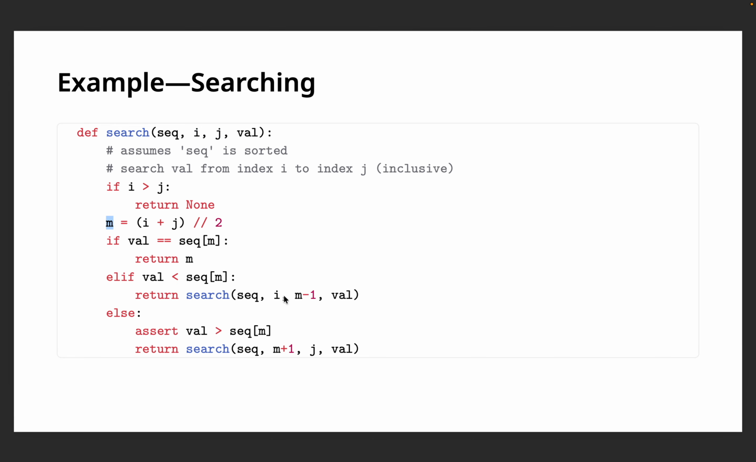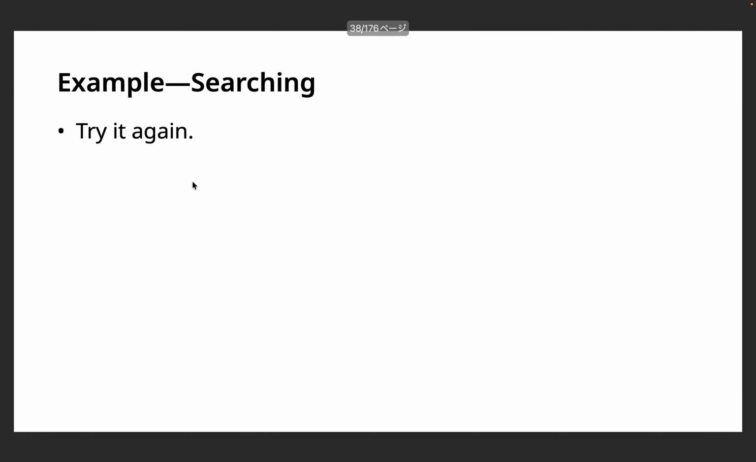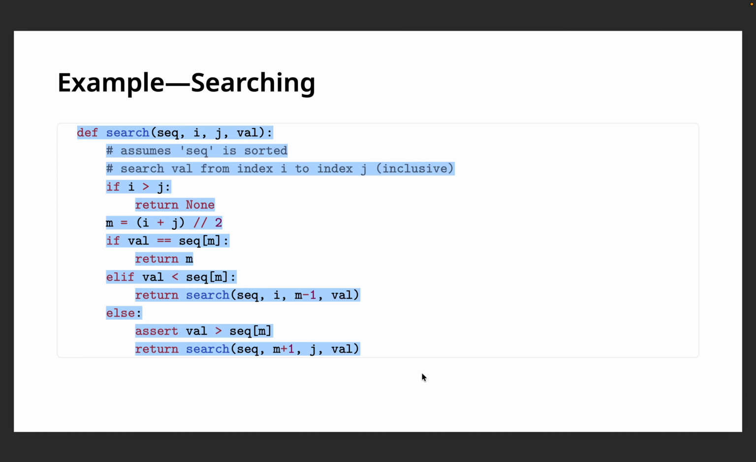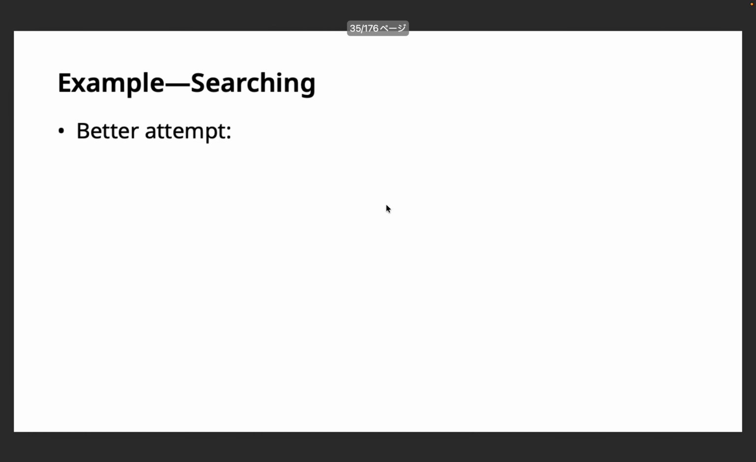So based on m, you either now search from i to m minus 1, or the left half, if the value is less than the mth element, the middle element. And otherwise, if the value that you're searching for is greater than the middle element, then that means you have to search the right half, or m plus 1 until j. So this is now the index-based version of the search function. If we try this again, or if you tried using this and running the code from a while ago, you should see that it becomes a lot faster.